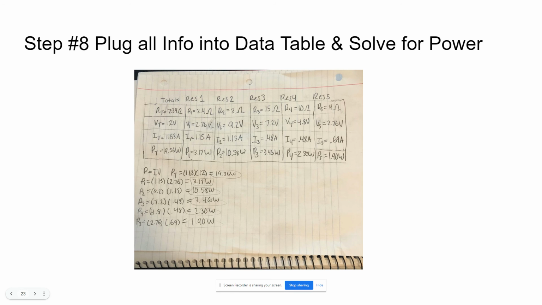Now plug all the information you solved for into a data table, and now you can finally solve for the power. To find the power at the different resistors, just take the voltage times the current at each resistor, and for the total, just take the total voltage times the total current to find the power for the whole circuit.